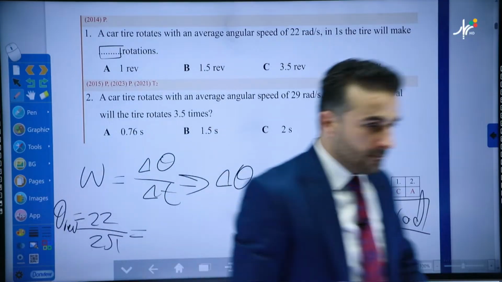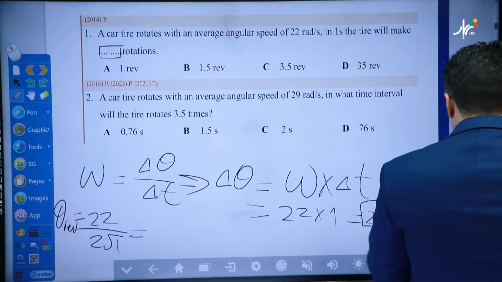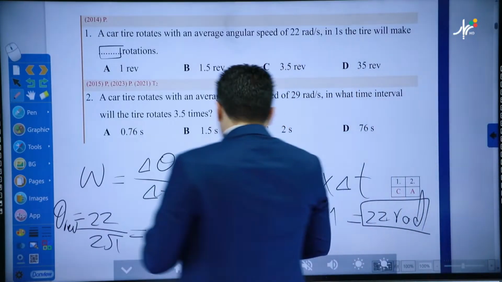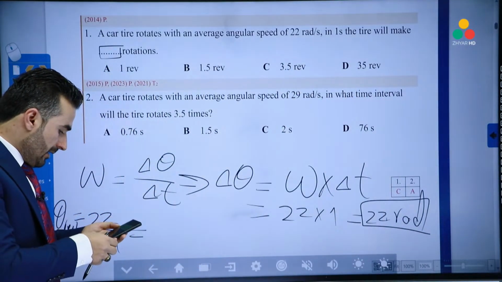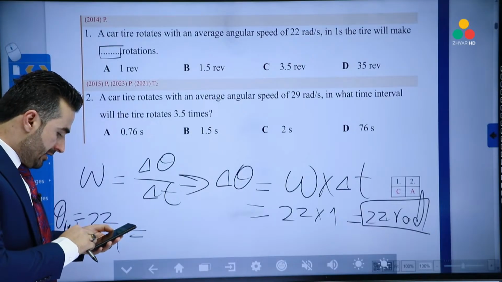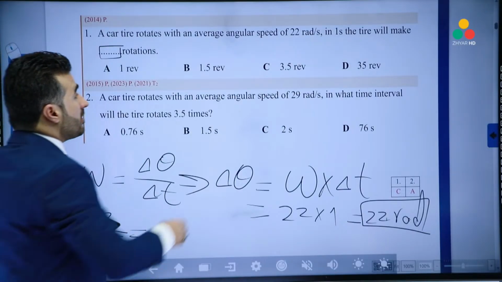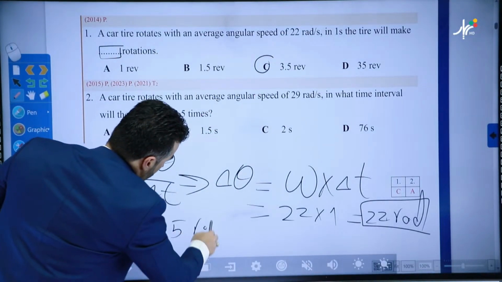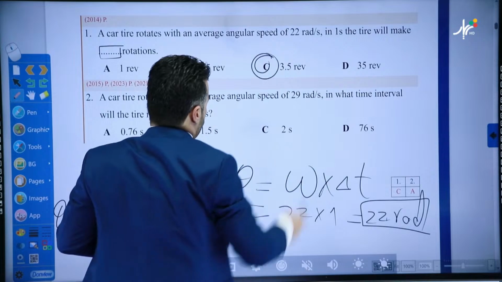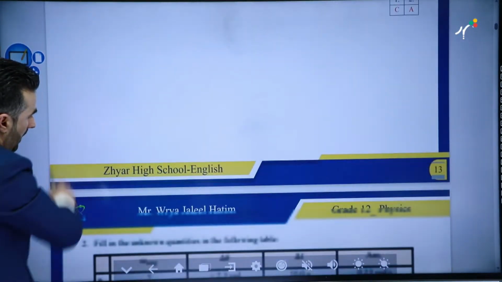Let me get a calculator. Okay, that is basically 22 divided by 2 pi radian. So 22 divided by 2 pi radian, and of course the answer is going to be 3.5 revolutions, and that is the answer, 3.5 revs, yeah? And of course that is going to be option C. All right, very good. Now let's move on.